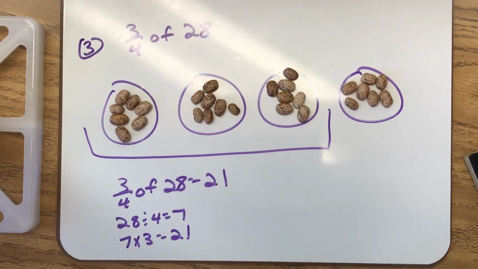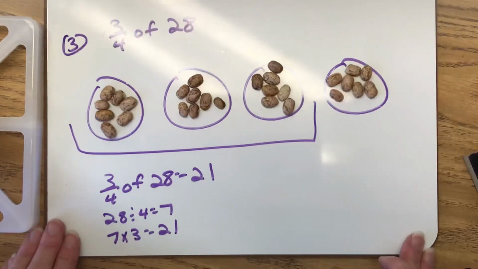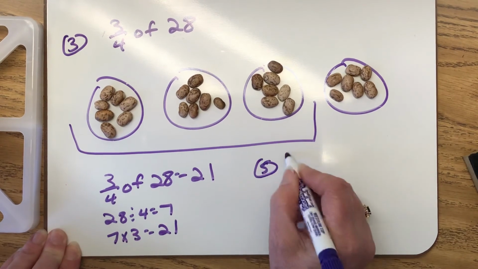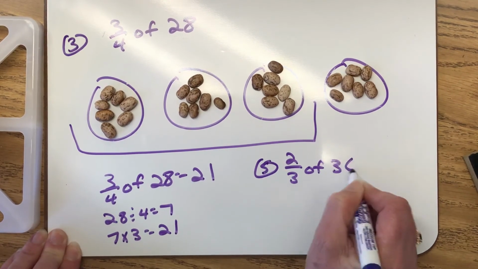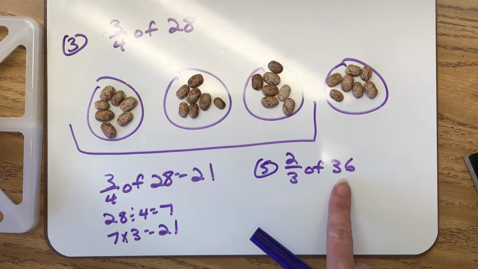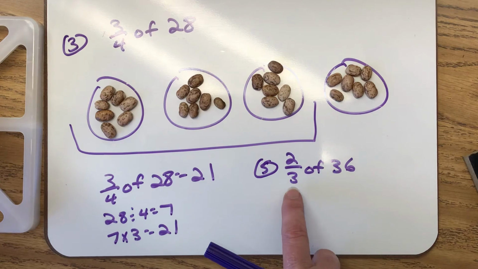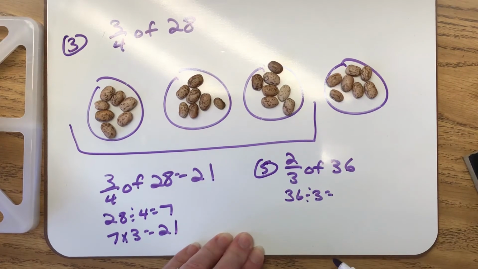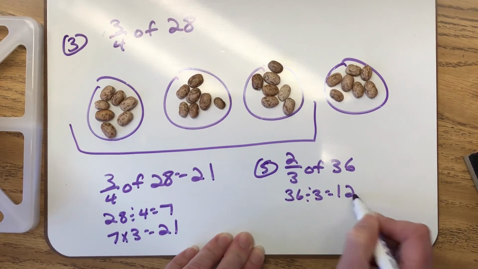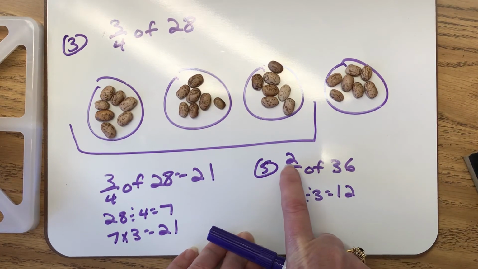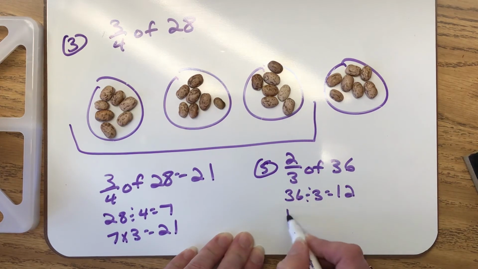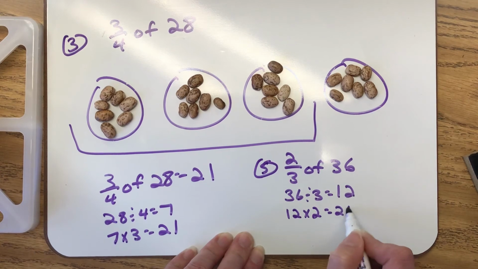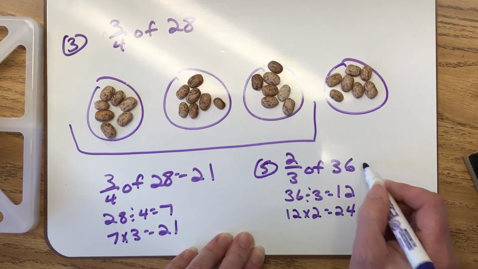All right, let's try one more without the beans. Number 5 asks me to find 2/3 of 36. So 36 is my whole number. I have to divide it by the denominator. That would tell me how many sets I have, 3 sets. And if I divide 36 by 3, that will tell me how many are in each set. And 36 divided by 3 equals 12. And then my numerator tells me I want 2 out of the 3 sets. So I'd have to do 12 times 2 equals 24. So 2/3 of 36 equals 24.